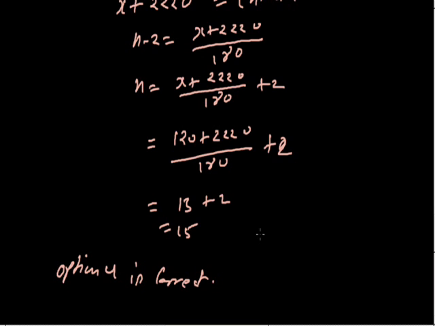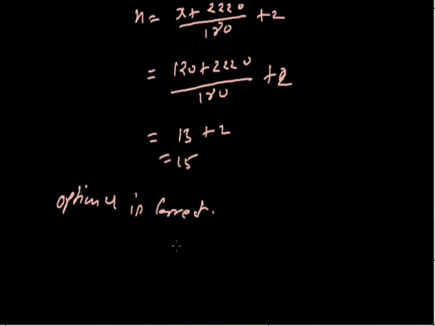In this case we can put different values of x. Let's say the first value is 120. Again, by adding 180 to this 120, the number is again divisible by 180. So many more options are possible, but in the question only one option is correct, that is 15. Beyond 15 there are many more cases. So option 4 is correct.